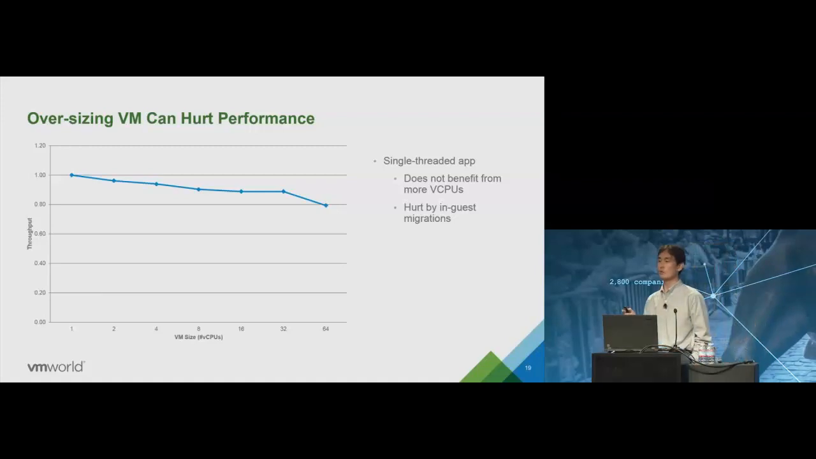Why? I didn't investigate it in very much detail, but my suspicion is that when you have more vCPUs, the guest scheduler is more tempted to do migration, and process migration across different vCPUs is expensive.